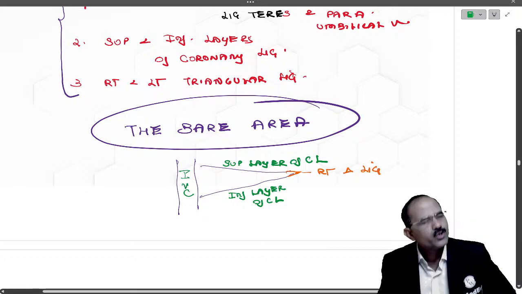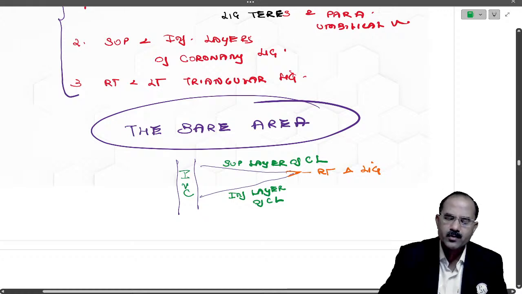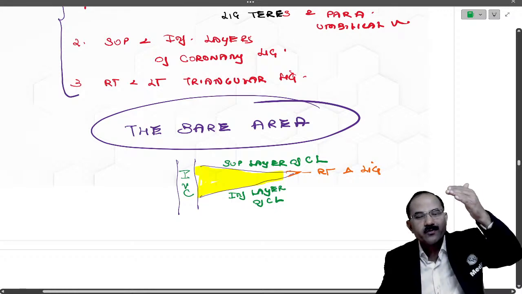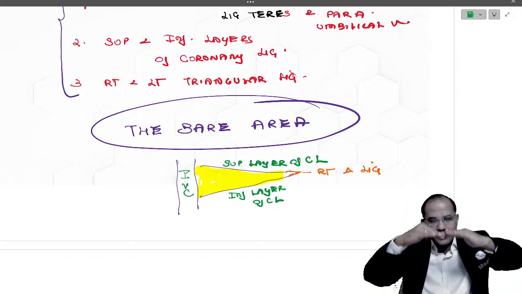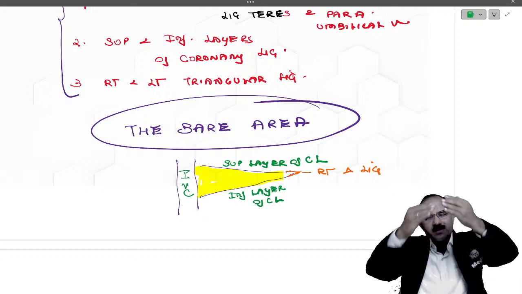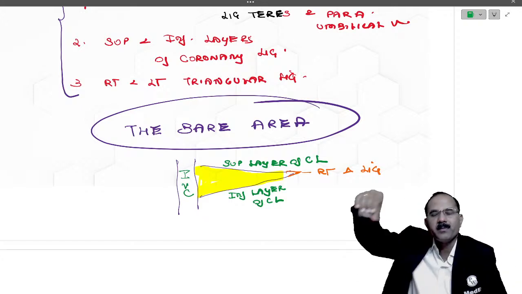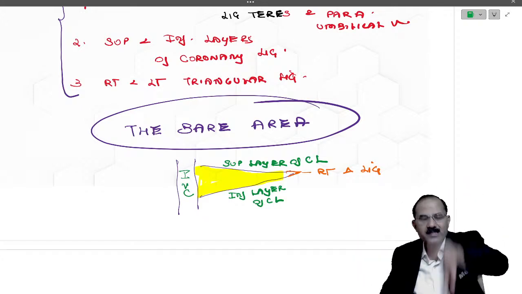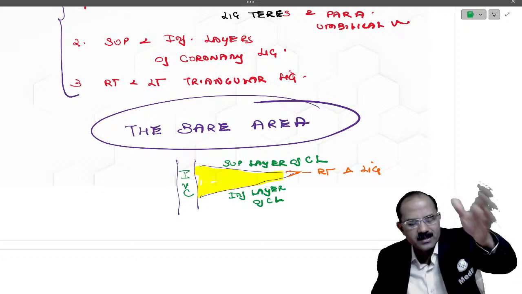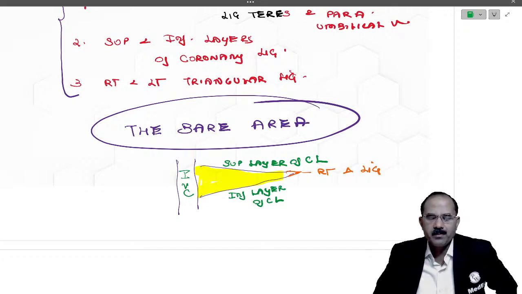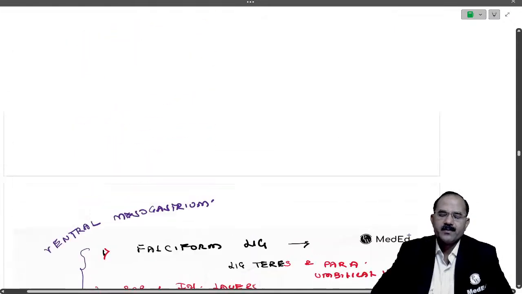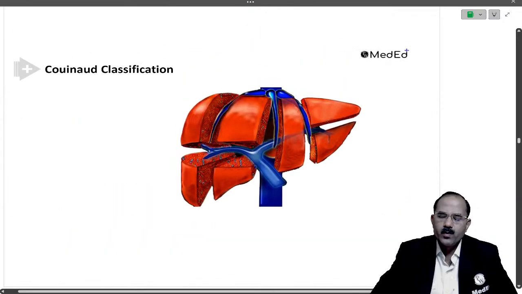So this you should know, my child. This big area is not the bare area. This is the superior surface of the ligament. What are the boundaries? Anteriorly is the layer of coronary ligament. Behind is the inferior layer. The apex is formed by the right triangular ligament. The base is formed by the IVC. So this becomes the bare area.